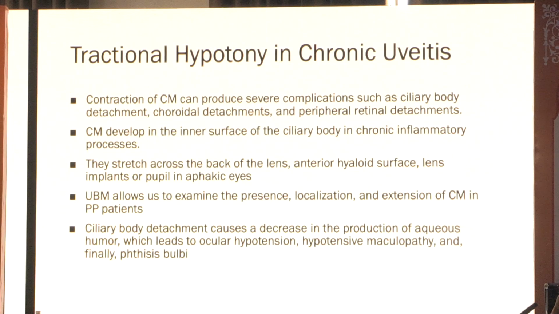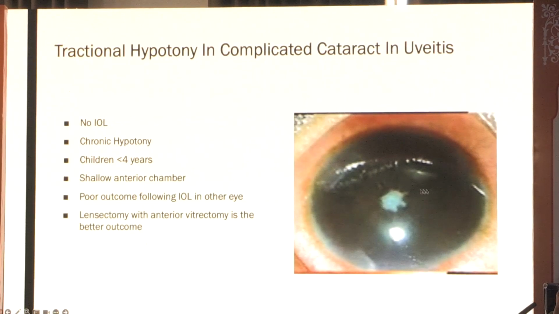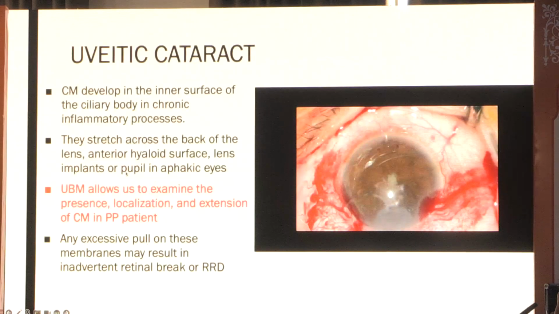So in chronic uveitis, again, once you have decided, it is the UBM which shows you the localization of the ciliary membrane or the cyclitic membrane, and this is the situation which you see in a uveitic complicated cataract, and here the UBM can give you the answer where the cyclitic membranes are, and it helps you in deciding whether you're going to use an intraocular lens after your lensectomy or not.